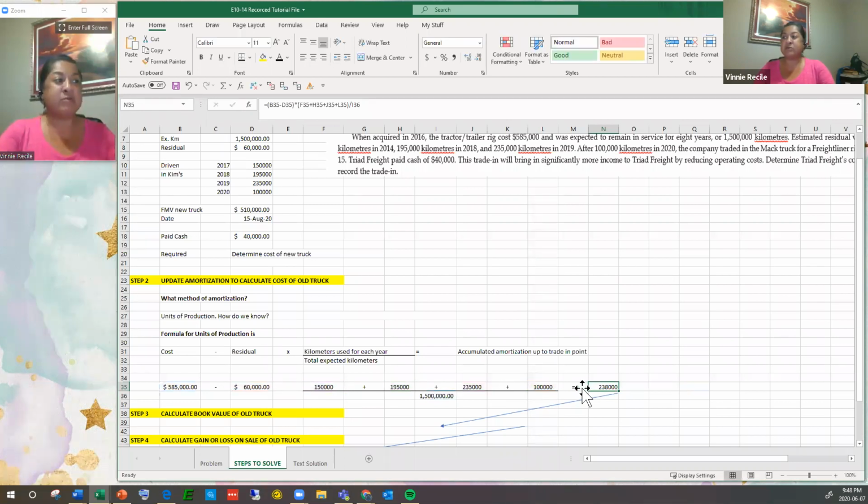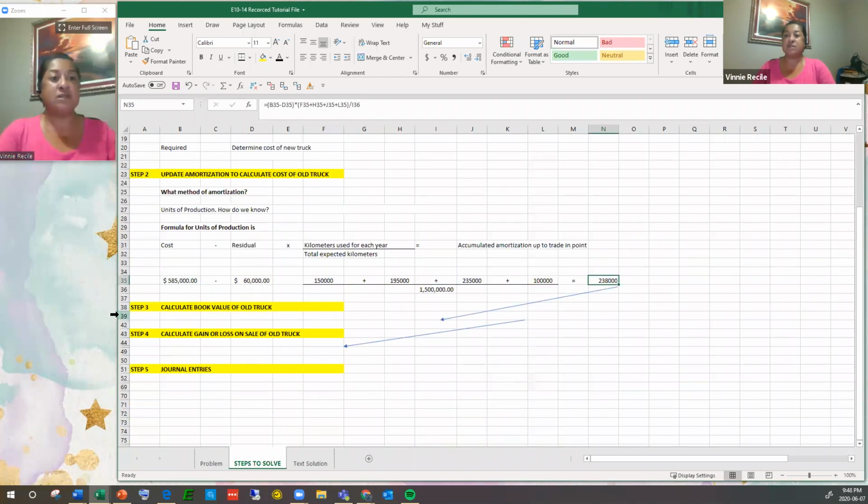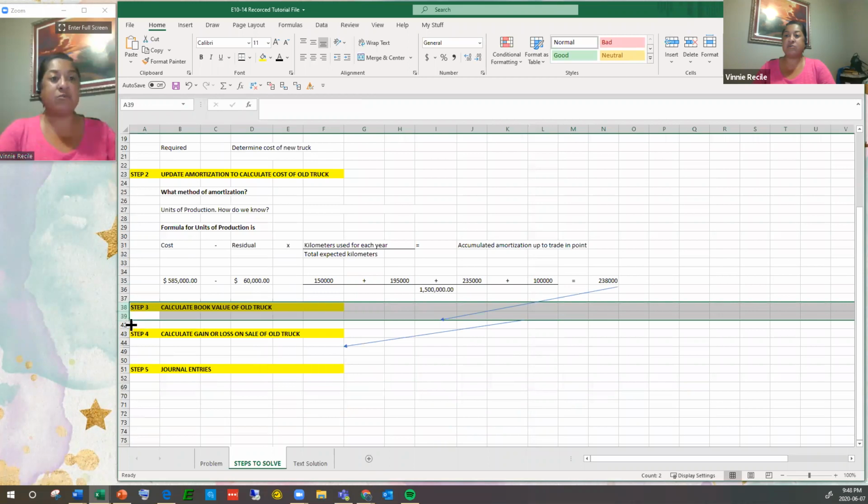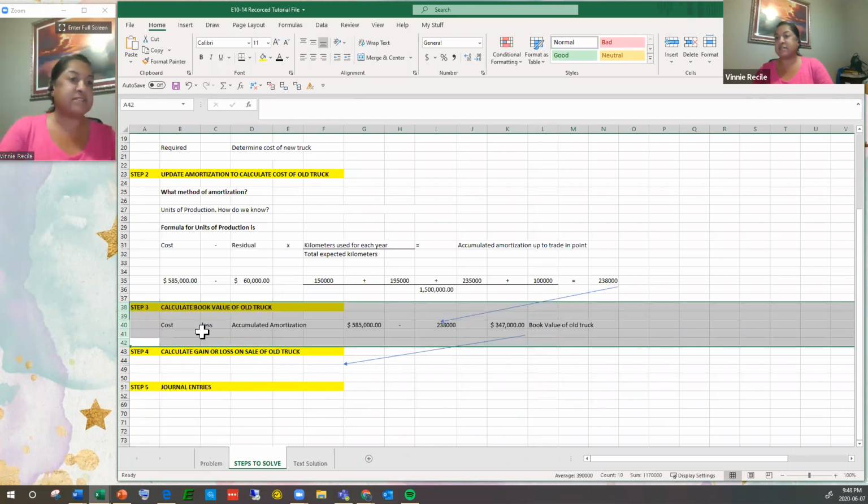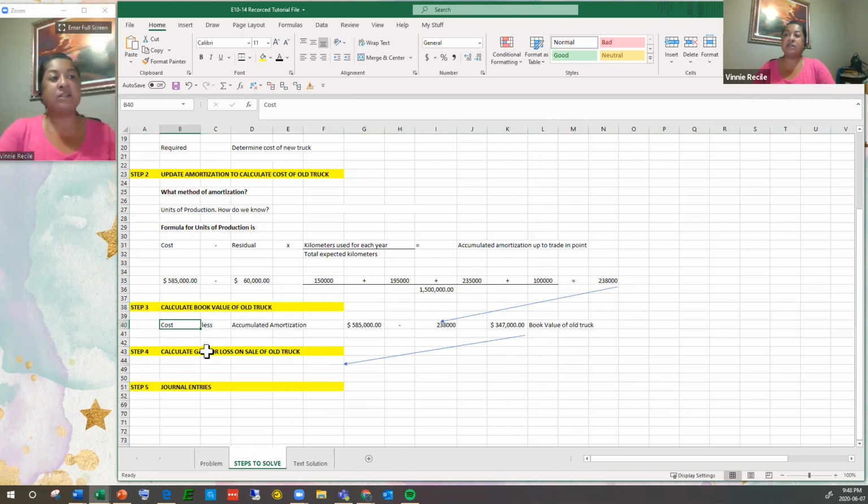We come up with a number of $238,000. So that's the accumulated amortization of the truck. The next step here is to now calculate the book value. So let's unhide this step here. So how do we calculate the book value? We have cost minus accumulated amortization.